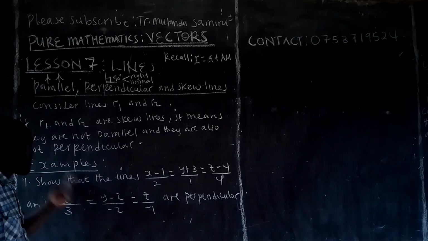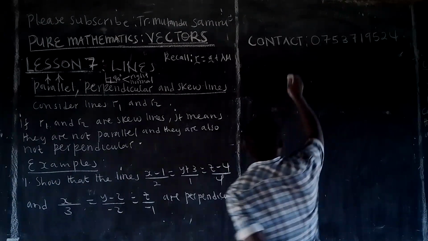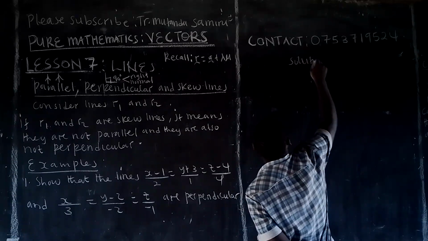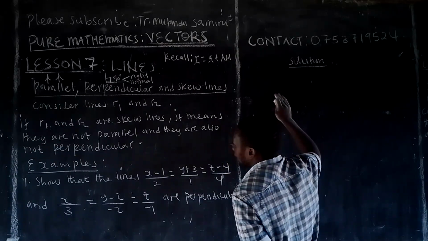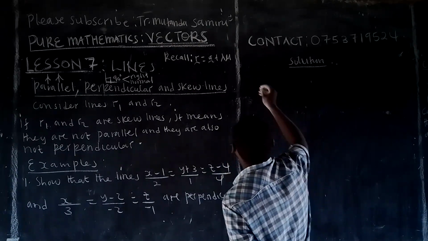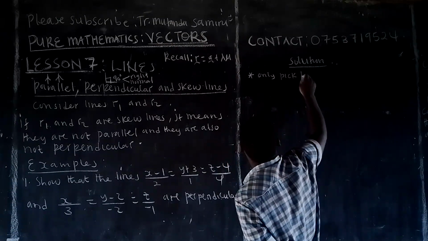then you conclusively say they are skew lines. Example: show that the line (x minus 1) over 2 equals (y plus 3) over 1 equals (z minus 4) over 4, and x over 3 equals (y minus 2) over negative 2 equals z over negative 1 are perpendicular. They want us to prove that those two lines are perpendicular. Solution. Now here, perpendicular, we're going to dot them to show that they give us a zero. But here, we only pick the denominators.